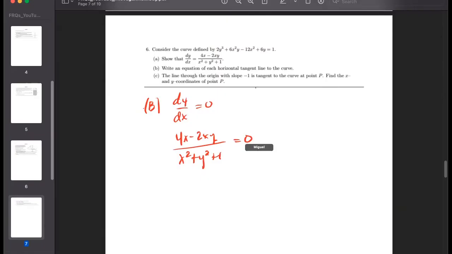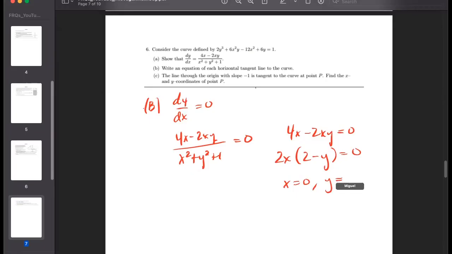Well, we don't want the bottom to equal 0 because that will make it undefined. All we care about is we want the top to equal 0. So we want 4x minus 2xy to equal 0. The trick here is to mess around with the values and figure out which ones give us that equation equal to 0. So I'm going to factor out a 2x, so I have 2 minus y in the parentheses equal to 0. And this occurs when x is equal to 0 and y is equal to 2.